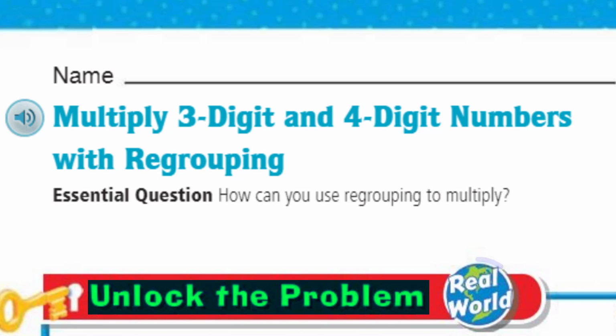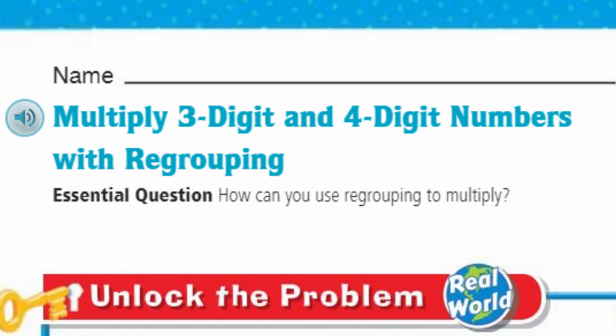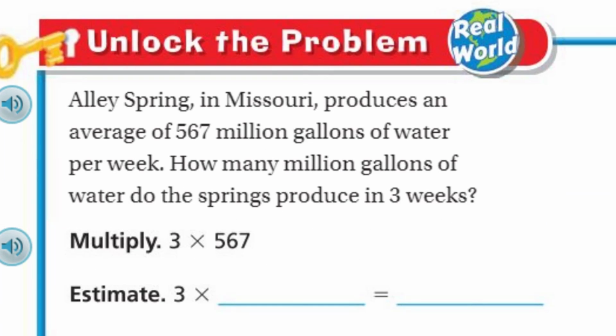That's right, my friends, because it's real world, baby. Real world. Here's our real world problem. This is Alley Spring in Missouri. Whoa, I know somebody who lives in Missouri. It produces an average of 567 million gallons of water per week. Whoa. How many million gallons of water do the springs produce in 3 weeks?